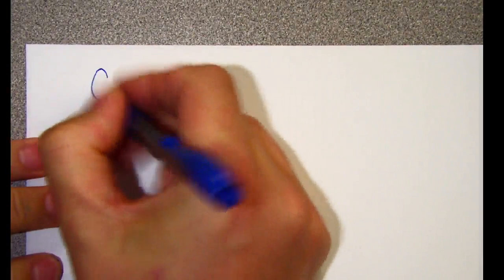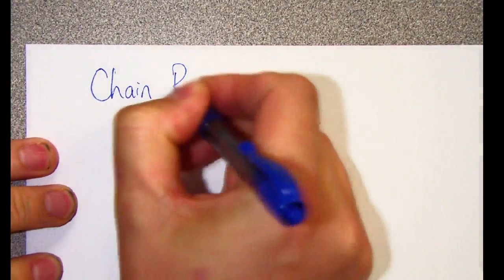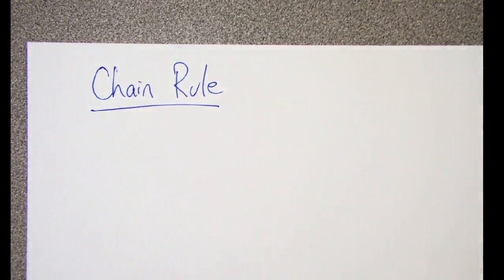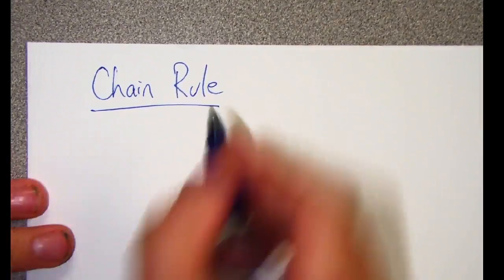All right, let's do some chain rule. So we got product rule, which you use when two things are being multiplied. Quotient rule, which you use when two things are being divided. And then chain rule is when you have a composite function. So you have a function inside of a function.